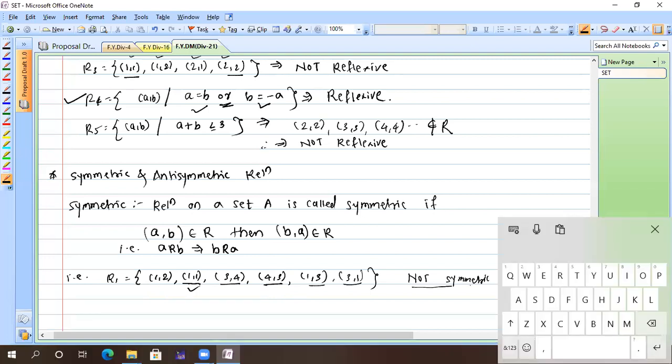Not symmetric does not imply anti-symmetric. Anti-symmetric is a different thing. I'm going to give you the definition of anti-symmetric, whether it is symmetric or not, so right now, it is not.